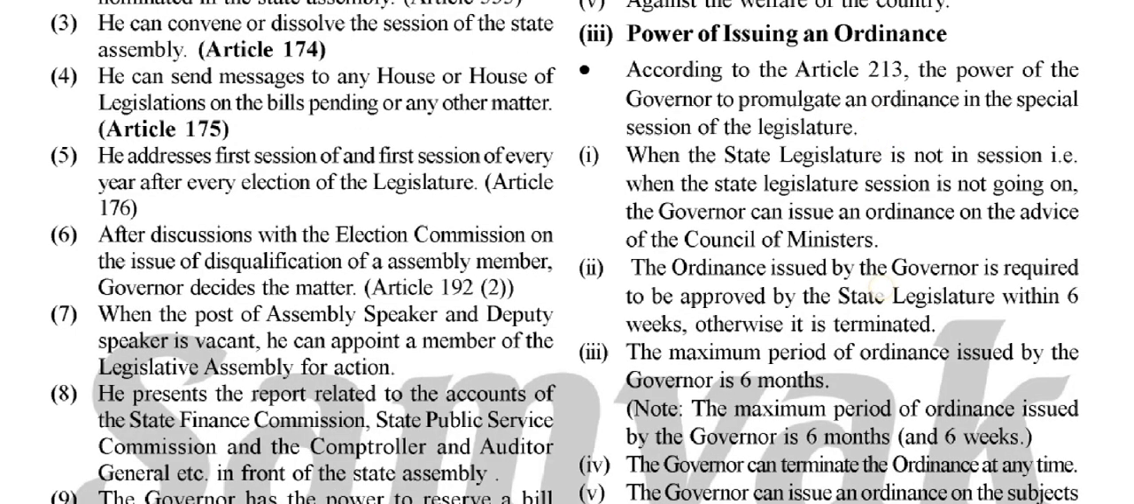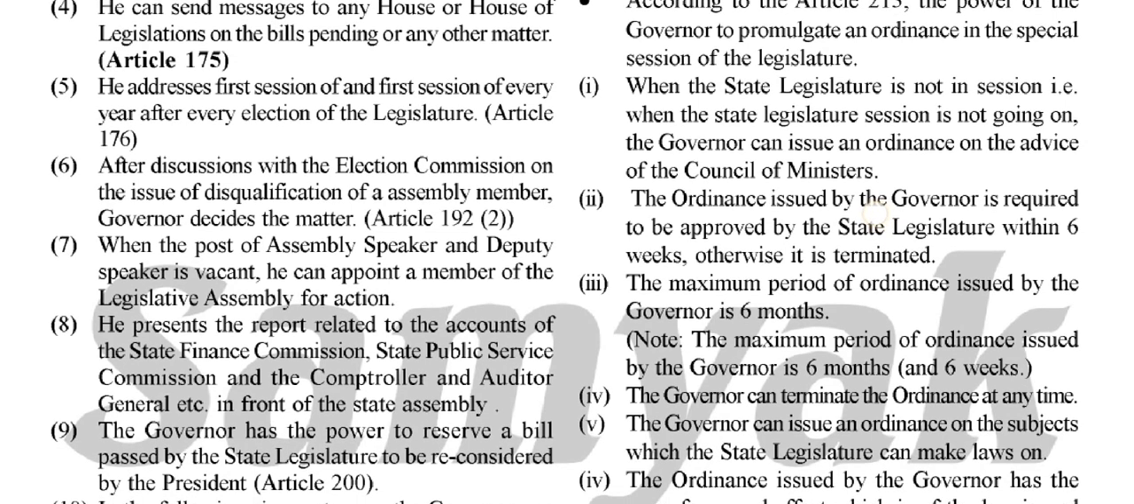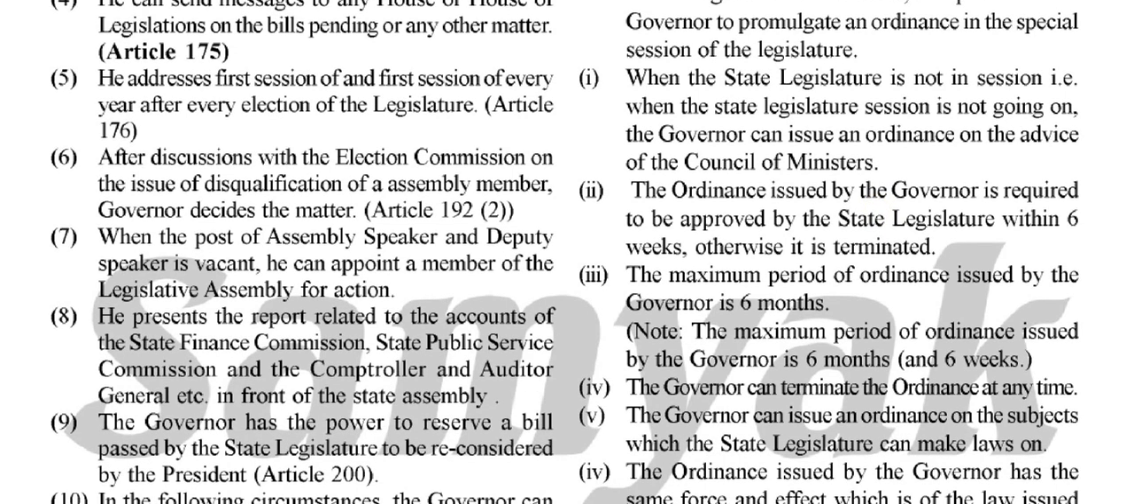According to Article 213, the governor has the power to promulgate an ordinance when the legislature is not in session. When the state legislature is not in a session, i.e., when the state legislature session is not going on, the governor can issue an ordinance on the advice of the Council of Ministers.